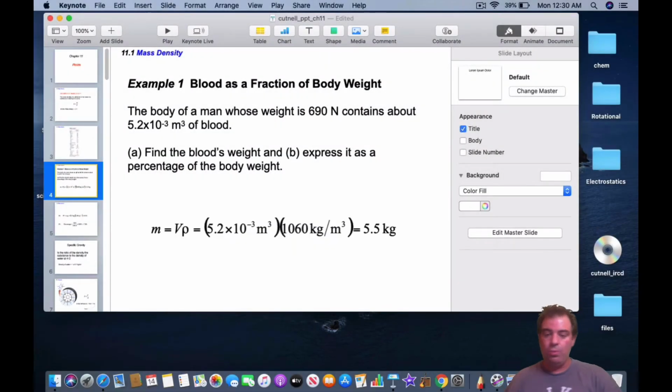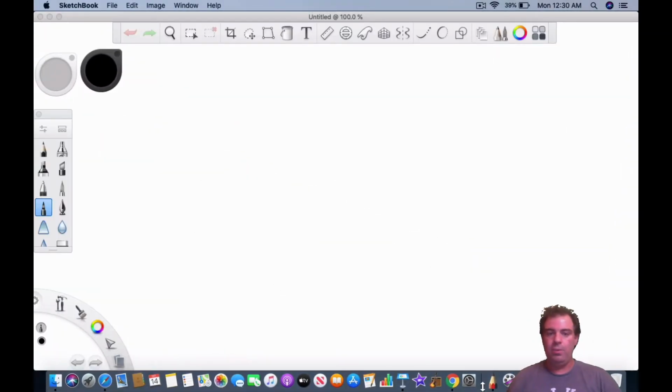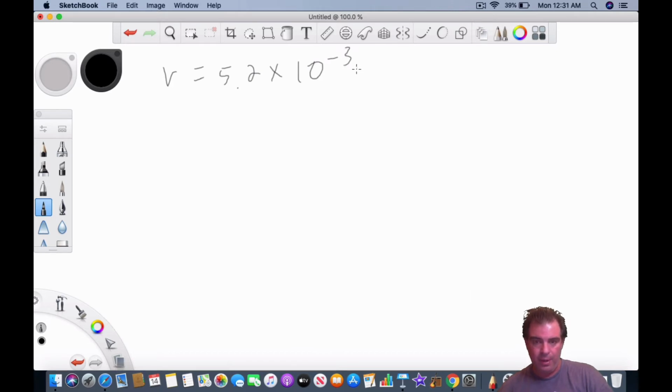So let's go to our trusty sketch pad, and here we go. We are given that the volume is 5.2 times 10 to the negative 3, and we're being asked to find the weight. So the weight, as you know from Physics 1, is mass times g, which is the acceleration due to gravity. We know what g is, that's 9.8 meters per second squared, but we don't know what mass is. And they're giving us what the volume is. So what are we going to do?